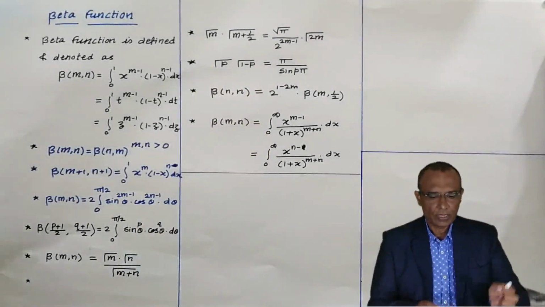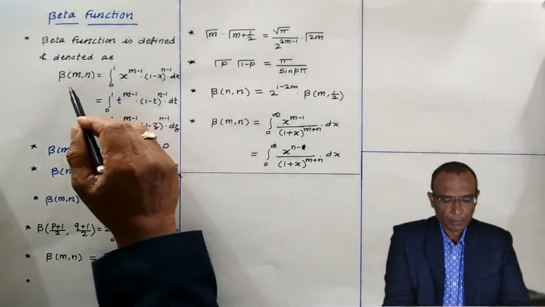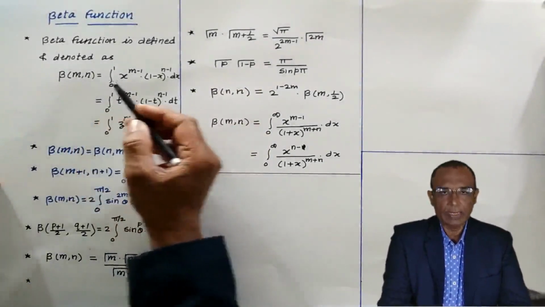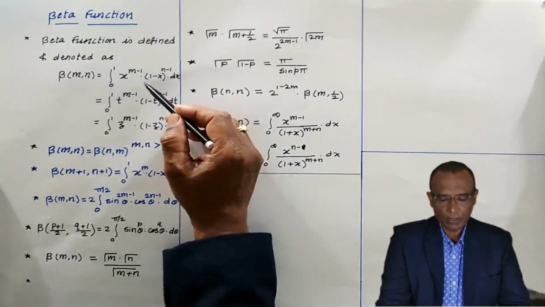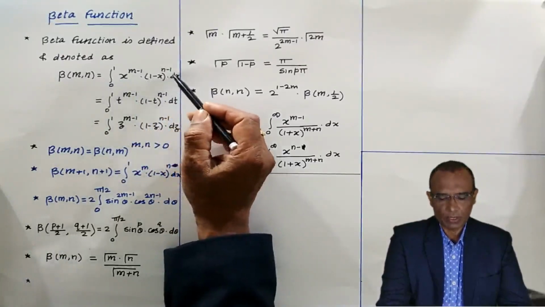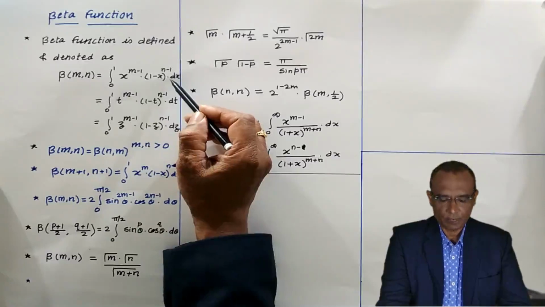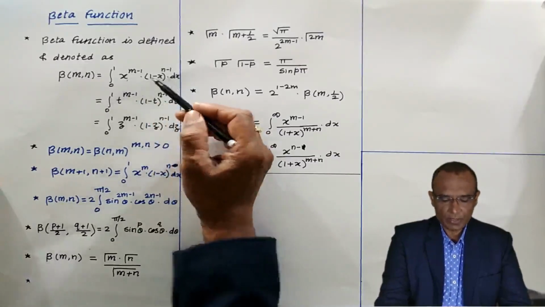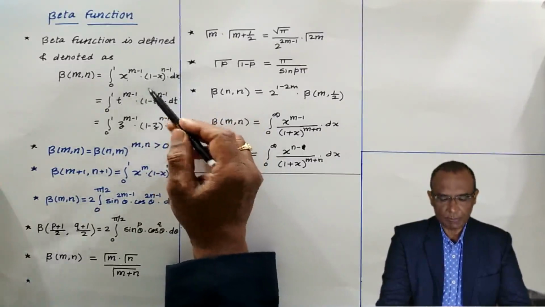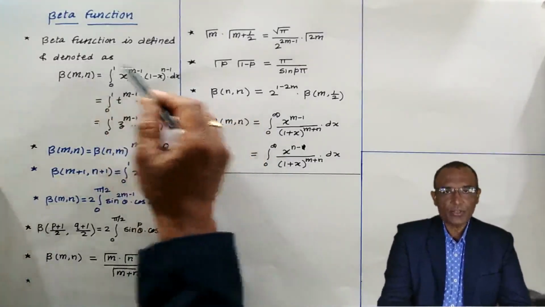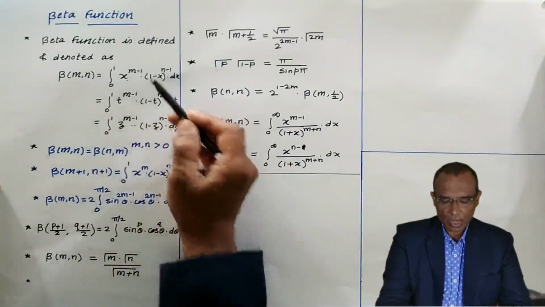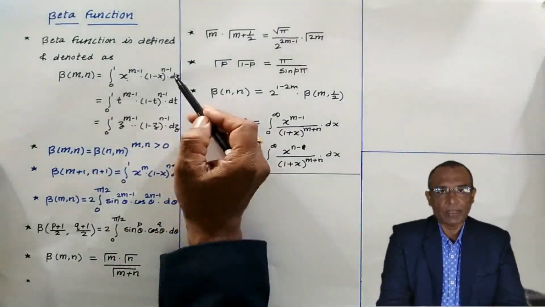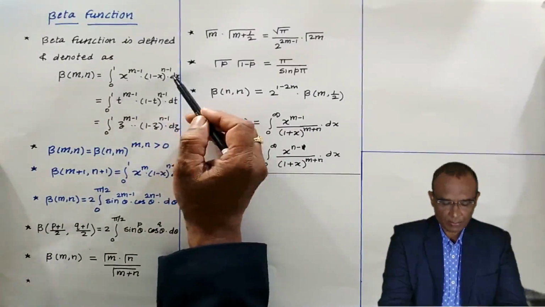So what is beta function? Beta function is defined and denoted as beta(m,n) equals integral from 0 to 1 of x^(m-1) multiplied by (1-x)^(n-1), and this we have to integrate with respect to x. Here x you may replace by t, or by z also. So this is the definition of beta function, where m and n, these two parameters, are greater than 0. x is the variable of integration, m and n are parameters.